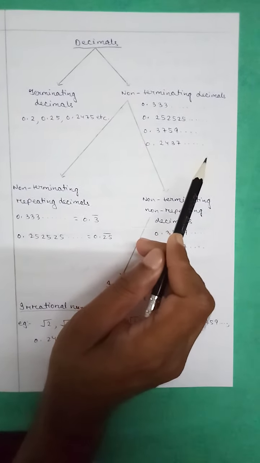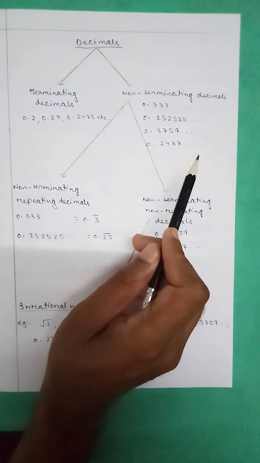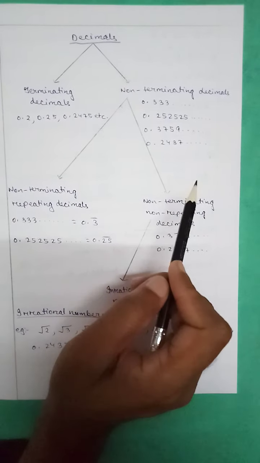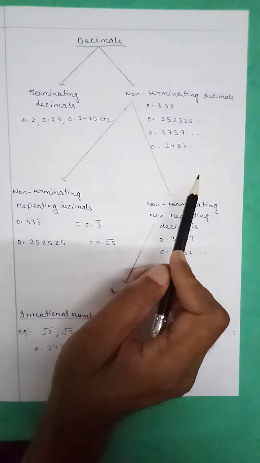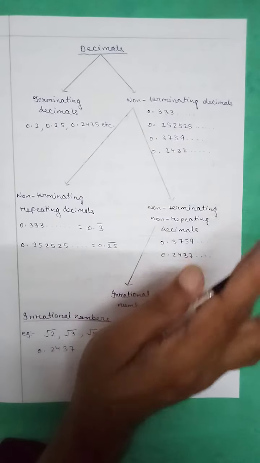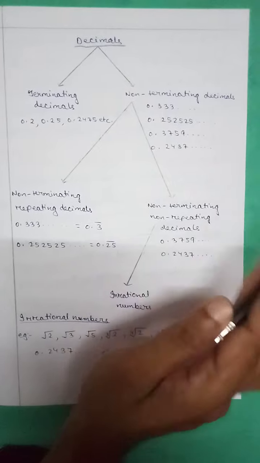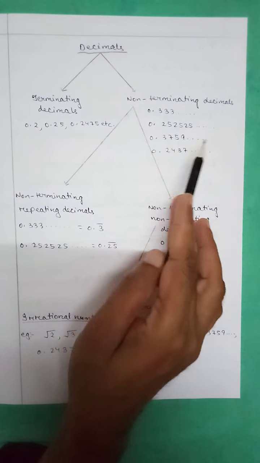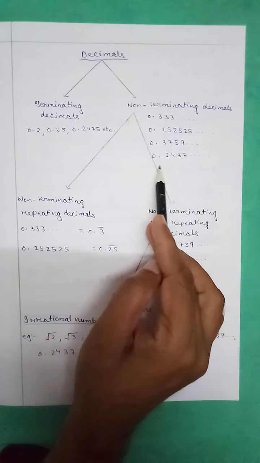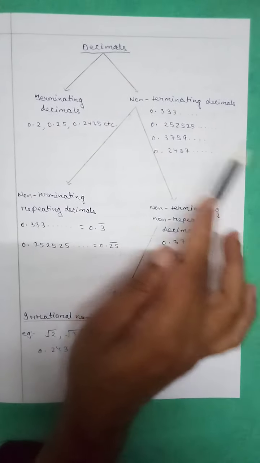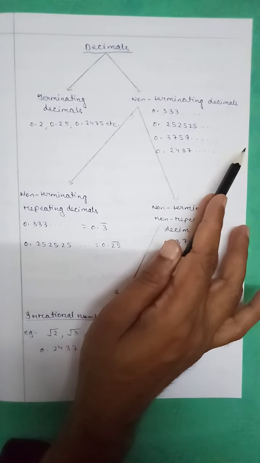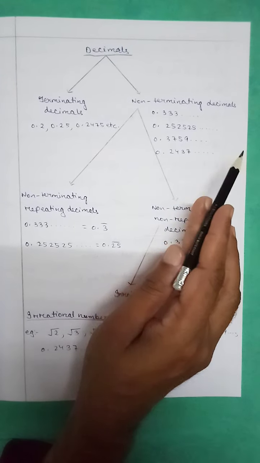But in some divisions, when you divide, your result will continue again and again, endlessly. These kinds of decimals are called non-terminating decimals. Like 0.3333 goes on, dot dot dot, that is going on, continuation. 0.252525 so and so. 0.3759 dot dot dot. 0.2437 so and so. Here some numbers are repeated, some are non-repeated, but all are going on. Dot dot dot is there at the end. That is your non-terminating decimal.